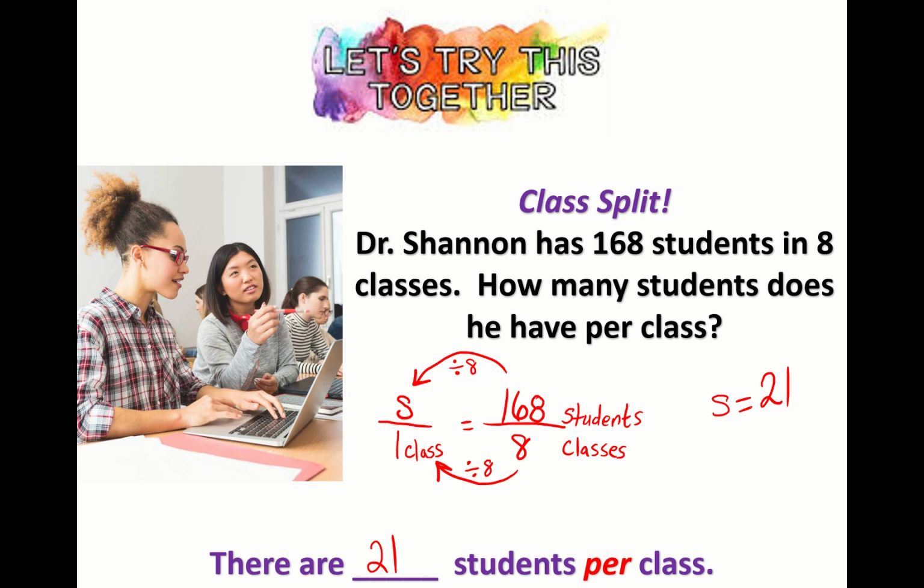Again, remember that word per. 21 students in every class, in each class, in every one class. That's what per is telling us.